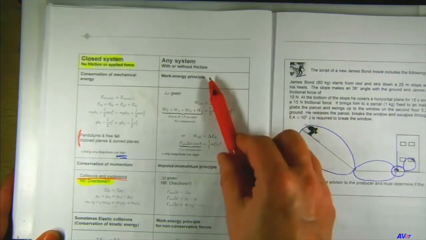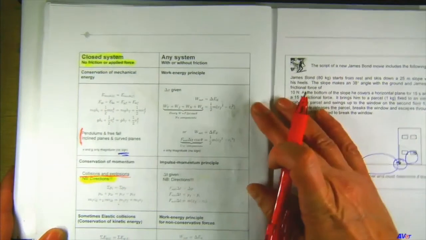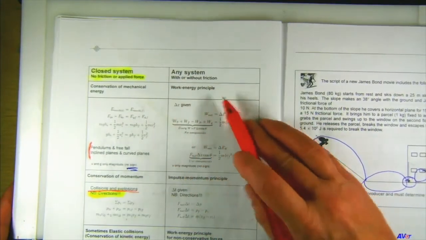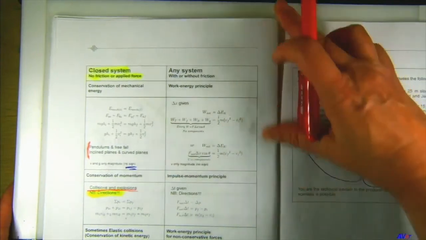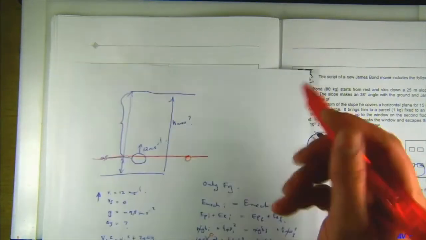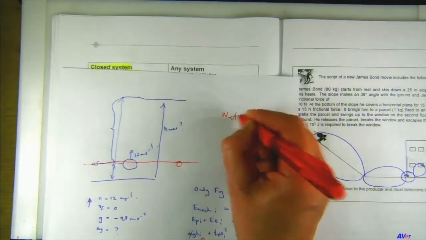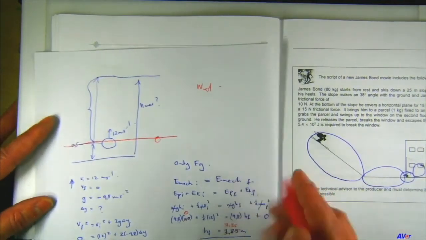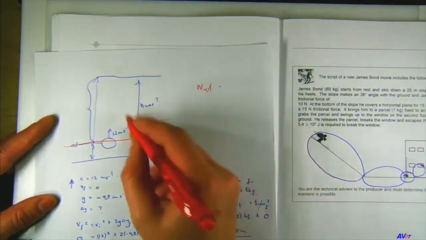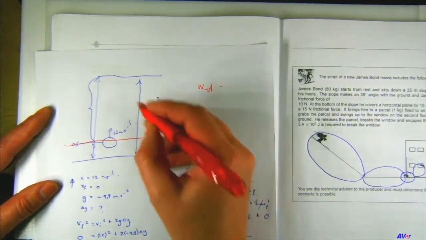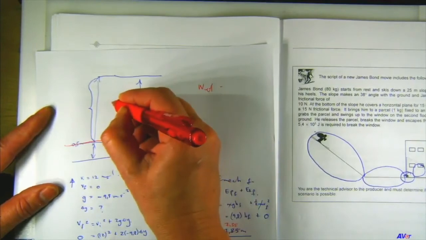Let's look at the right-hand side. On the right-hand side, you can do this with or without friction. It doesn't matter. We could have done the same thing with W net. That would have worked for this one as well. For W net, what is the only force working on my ball as it's going up?